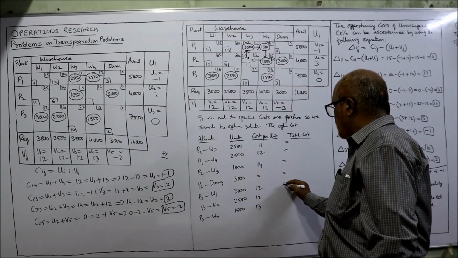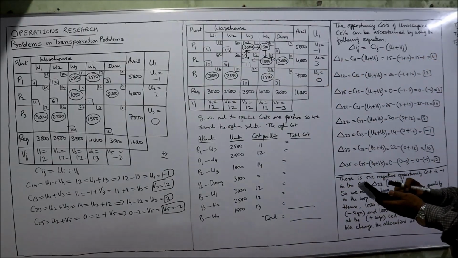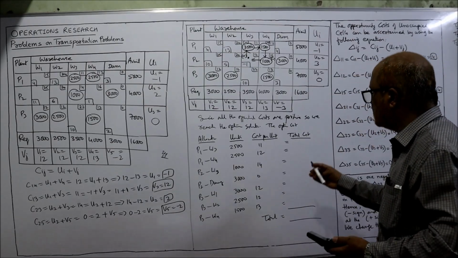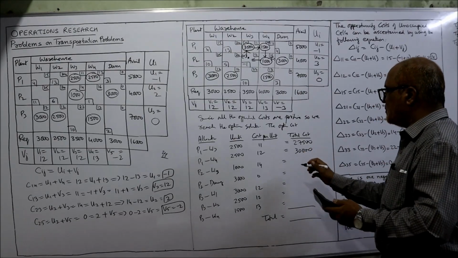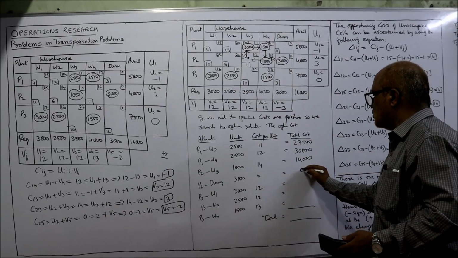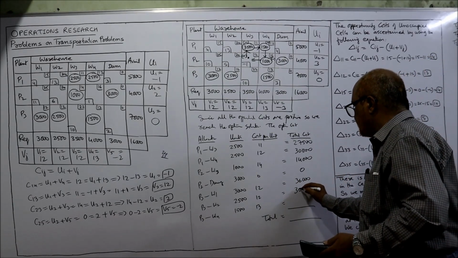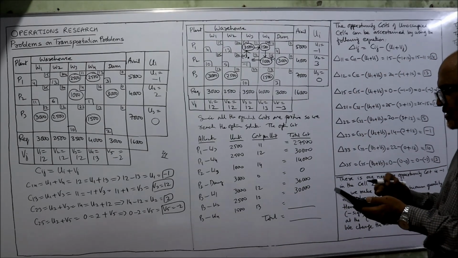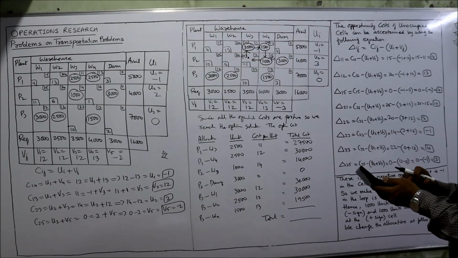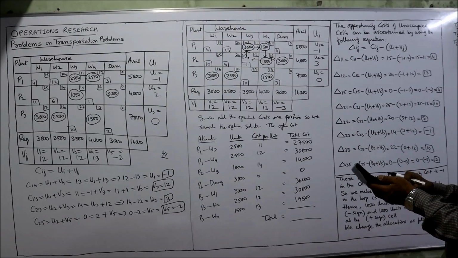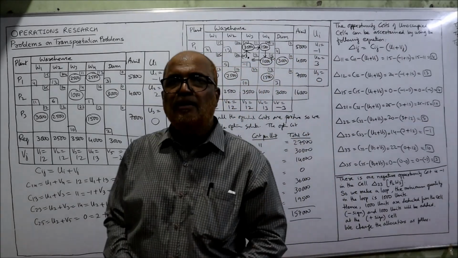That's all. Now we have to find out the total transportation cost. Multiply the units with per unit cost. We'll get 2500 into 11, that comes to 27,500. Next one is 2500 into 12, it comes to 30,000. Next 1000 into 14, 14,000. 3000 into 0, 0. 3000 into 12, 36,000. Then 2500 into 12, it comes to 30,000. Then 1500 into 13, it comes to 19,500. Now we have to add up: 27,500 plus 30,000 plus 14,000 plus 36,000 plus 30,000 plus 19,500. It comes to 1,57,000. That's all. This is the end of the problem.